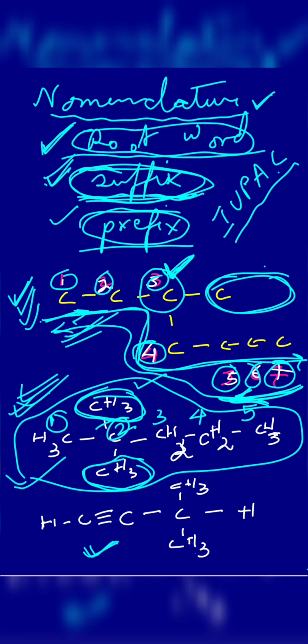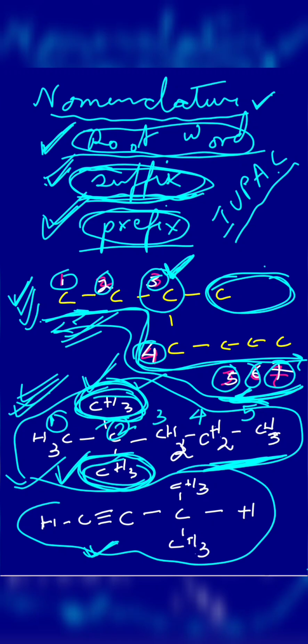But what about the prefix? One methyl is here at number 2 and another methyl is here at number 2. So the name will be 2,2-dimethyl, because one methyl is here and one methyl is here. So 2,2-dimethyl pentane. The name of this will be 2,2-dimethyl pentane. What about the last one?